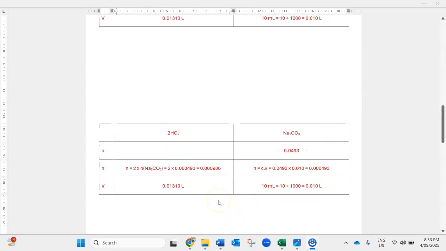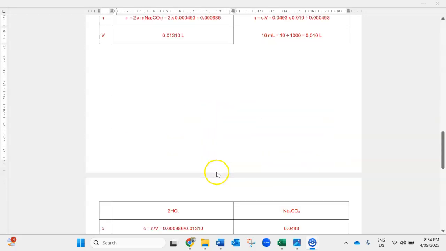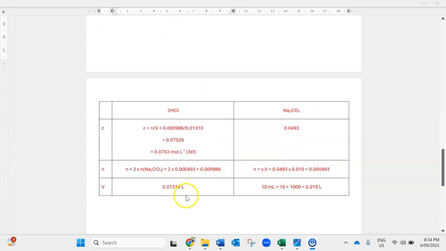Next, we can work out the amount in moles of HCl. It's simply this number times 2, because 2 moles of HCl reacts with 1 mole of sodium carbonate. So 2 lots of 0.000493 is 0.000986.